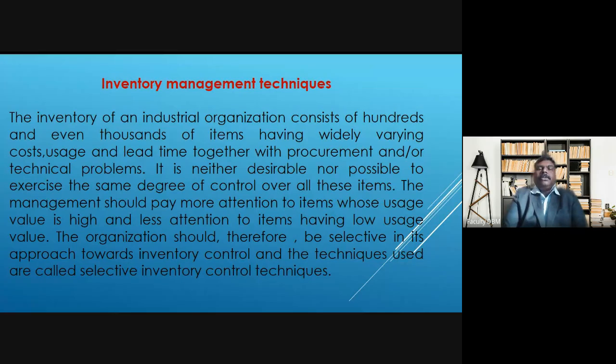The management should pay more attention to items whose usage value is high and less attention to those having low usage value. So the usage value plays a vital role here, which we are going to concentrate on. The organization should therefore be selective in its approach towards inventory control, and the techniques used are called selective inventory techniques. So here we are going to have different types of these techniques.